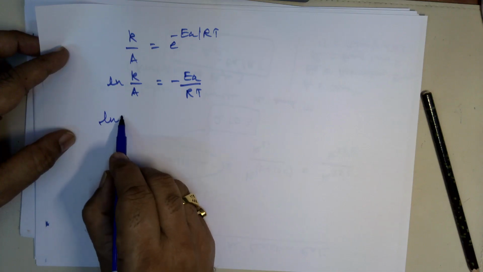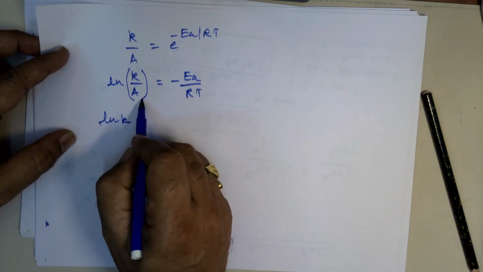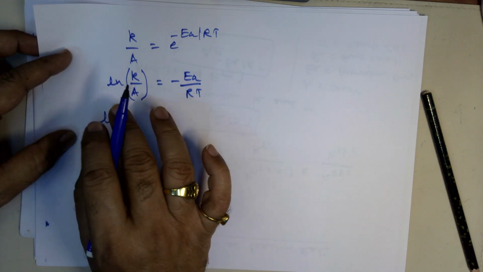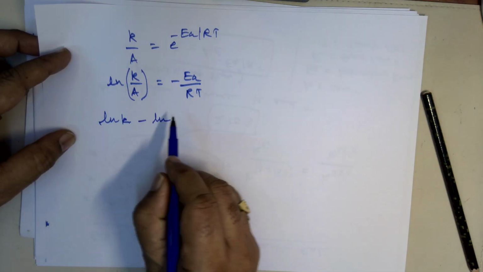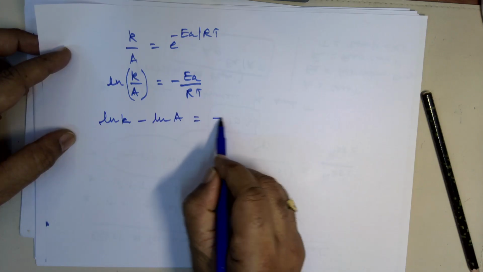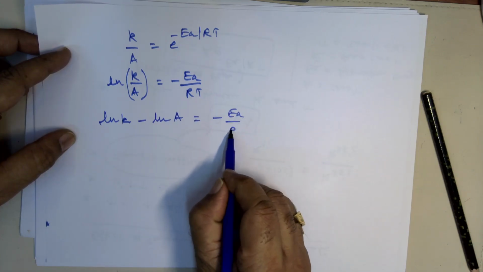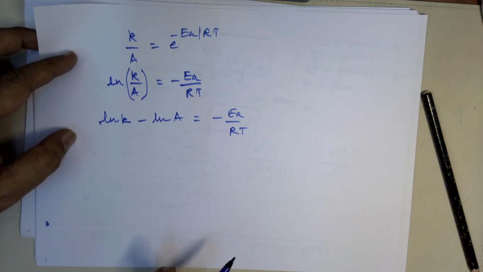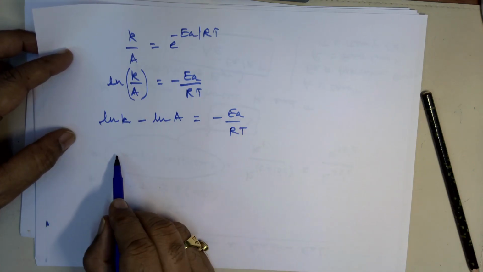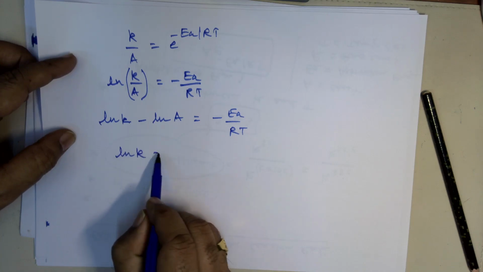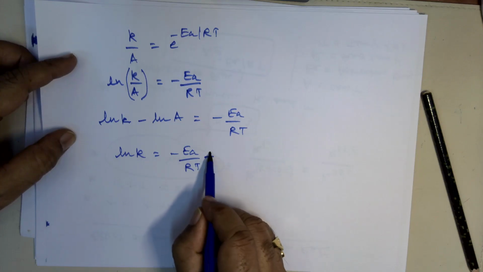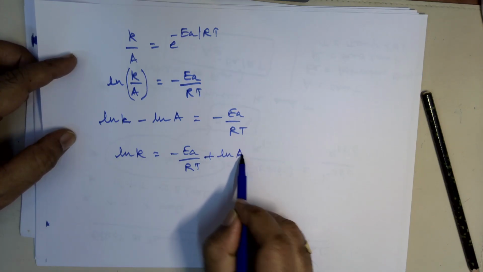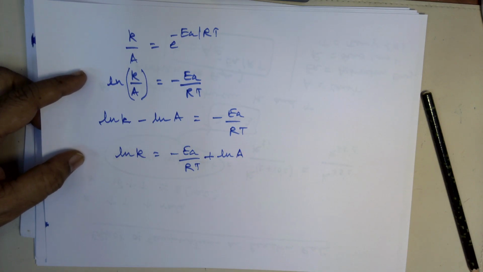Now for this log K by A, you can apply the quotient rule. Quotient rule means log K by A means log K minus log A. So natural log K minus natural log A is equal to minus Ea divided by RT. Write down. And here you can bring this log A to the other side. So natural log K is equal to minus Ea by RT plus natural log A. These are all natural logs.